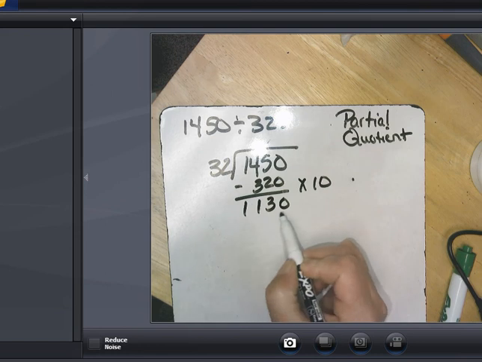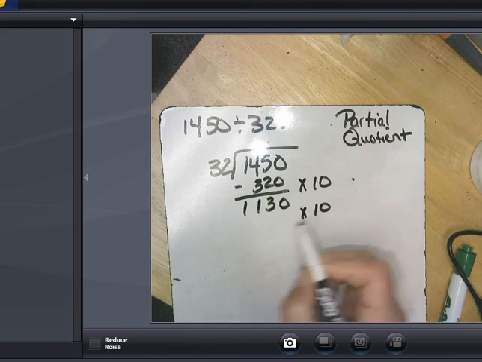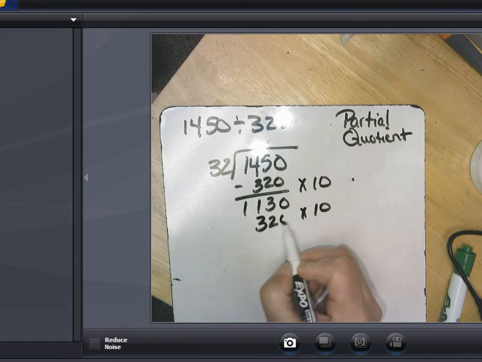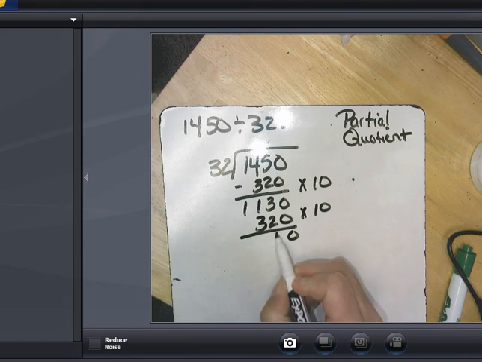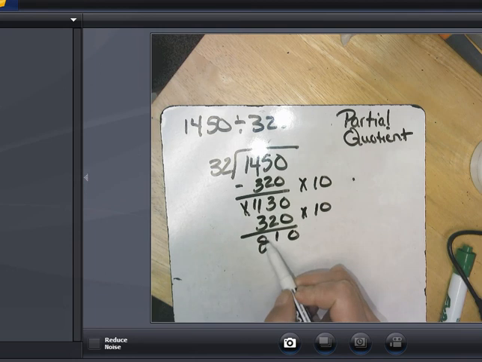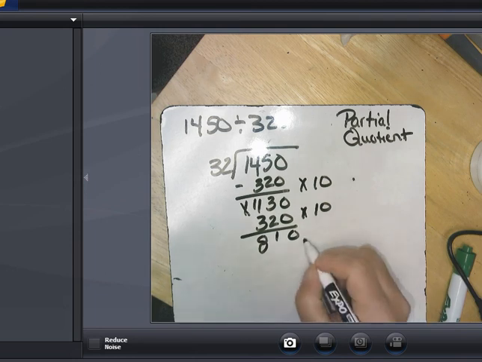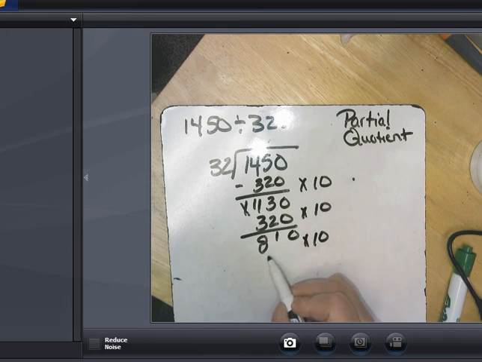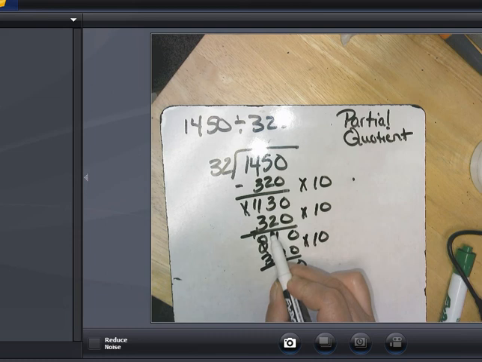1,130. I can take it times 10 again, and I get 320. 0, 1, I have to borrow. And I have 8 again. I can do it times 10 one more time, and I get 320. 0, oh, I have to borrow. This time I have 9. 11 take away 2 equals 9. 7 take away 3 equals 4.